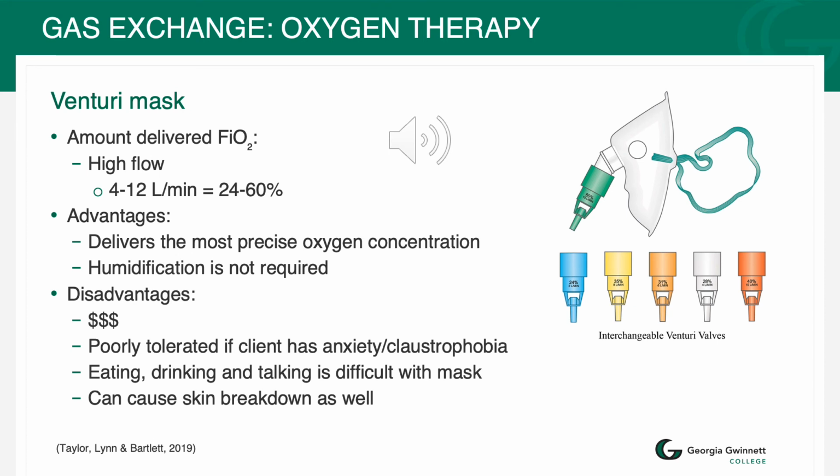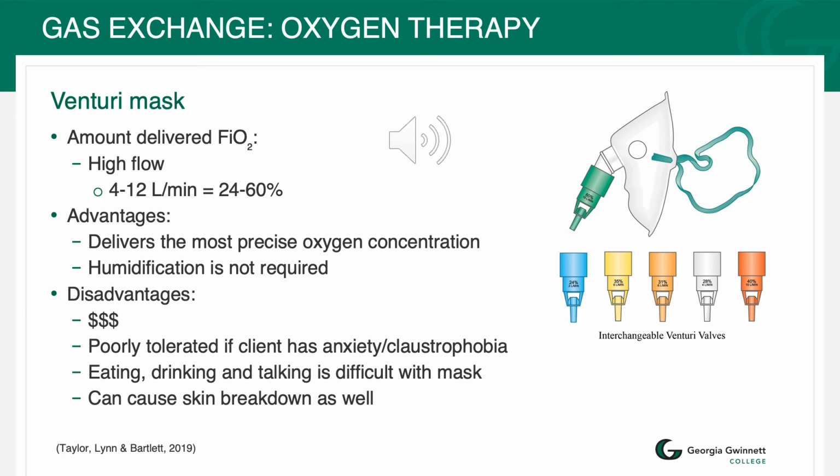Here is the Venturi mask. It delivers 24 to 60% oxygen, and the flow rate that you set your flow meter on goes anywhere between 4 to 12. And these little adapters that go on the bottom of the face mask will have written on the adapter what flow rate you set the flow meter on and how much oxygen it's going to deliver. This is the device that delivers the most precise oxygen concentration. You can regulate it the most precisely.